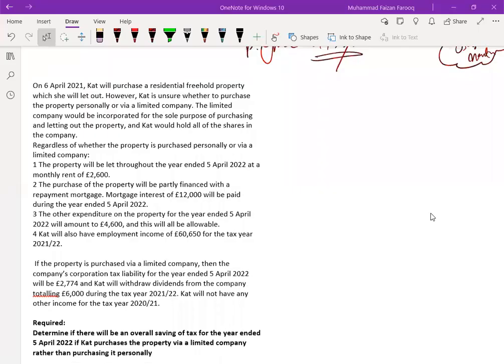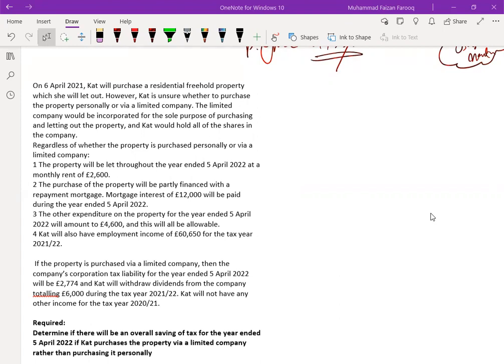So, the year ended 5th April 2022. If Cat purchases a property via a limited company rather than purchasing it personally. This is a 9 marks question, 9 precious marks. This came in CRQ. There's no date mentioned, but it's a past paper. It was question number 3 when it was examined.